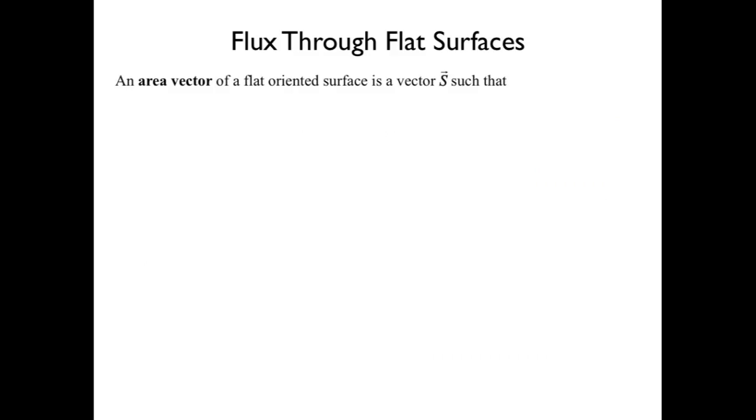We still have a few ideas to build up before we get to flux, and the first one is an area vector. An area vector of a flat oriented surface is a vector. We call it capital S. The capital S vector is called an area vector. The magnitude of that vector is the area of the flat oriented surface, and the direction of that vector is the direction of n.